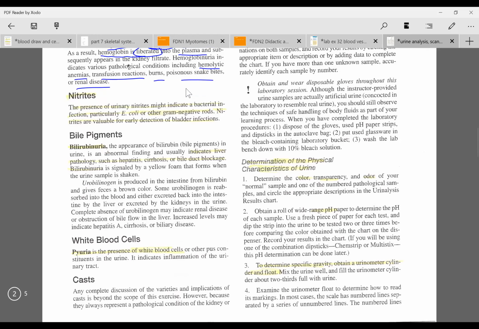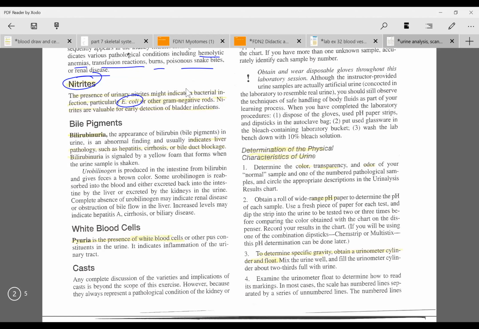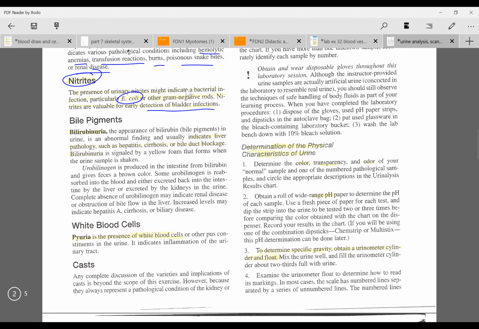Nitrites. If you find nitrites in the urine, think bacterial infection, particularly E. coli. It can also be an early detection for bladder infection.